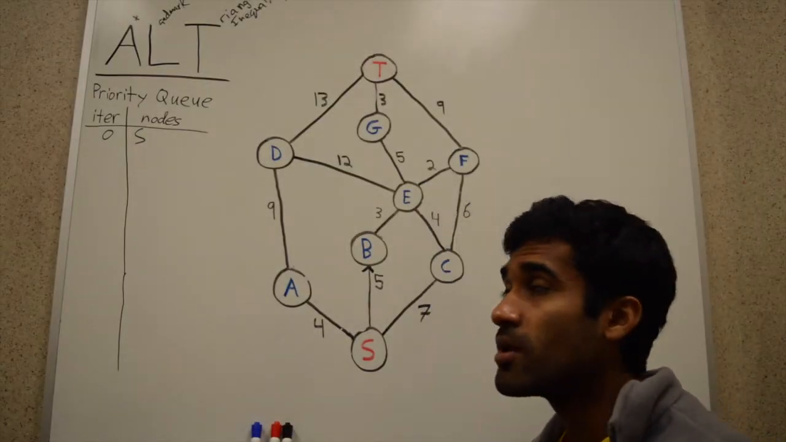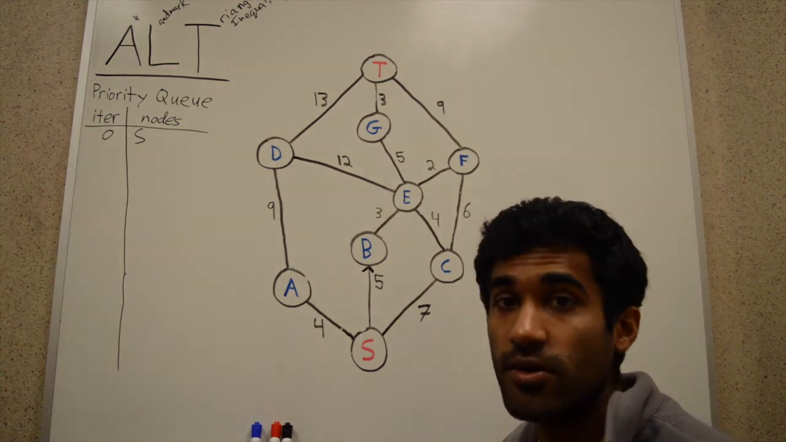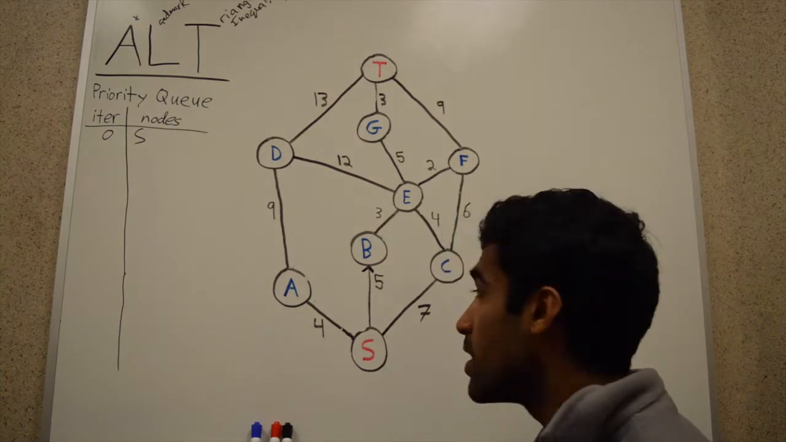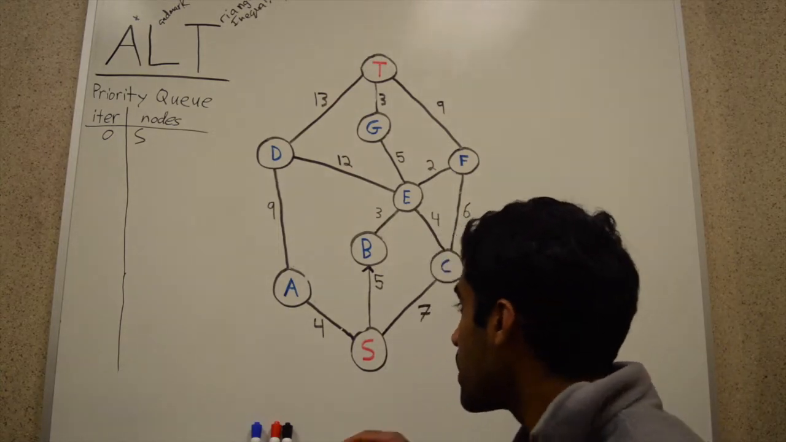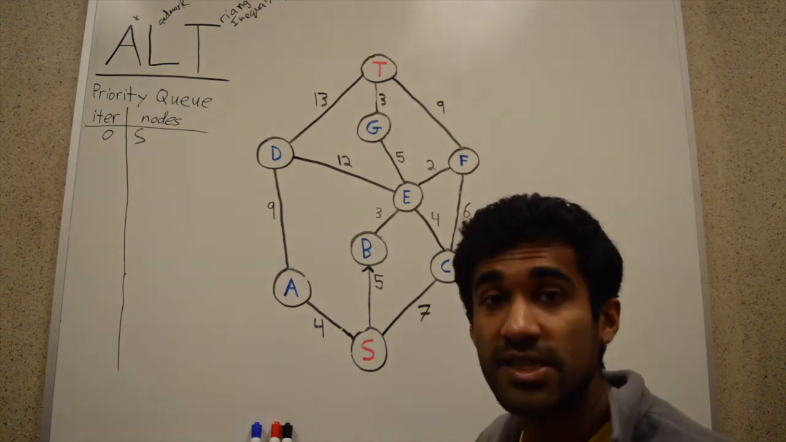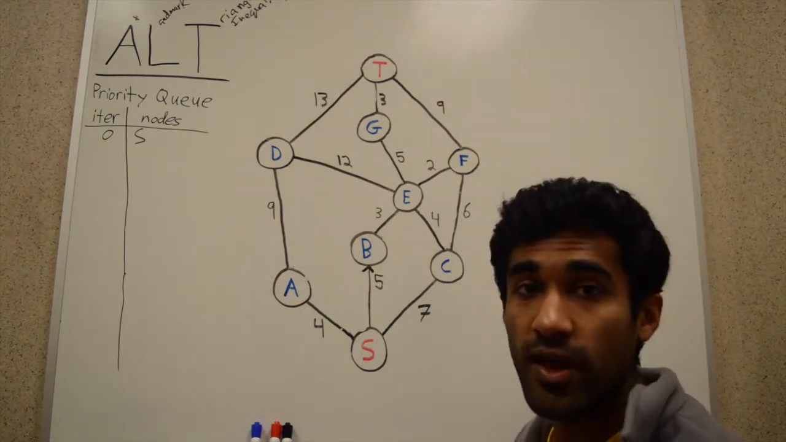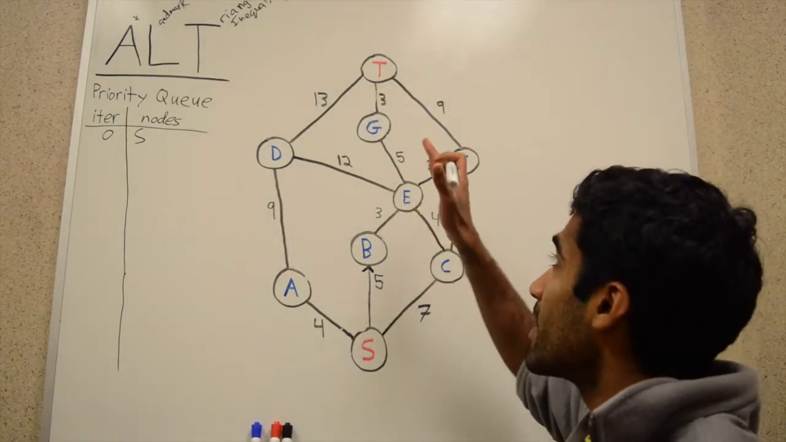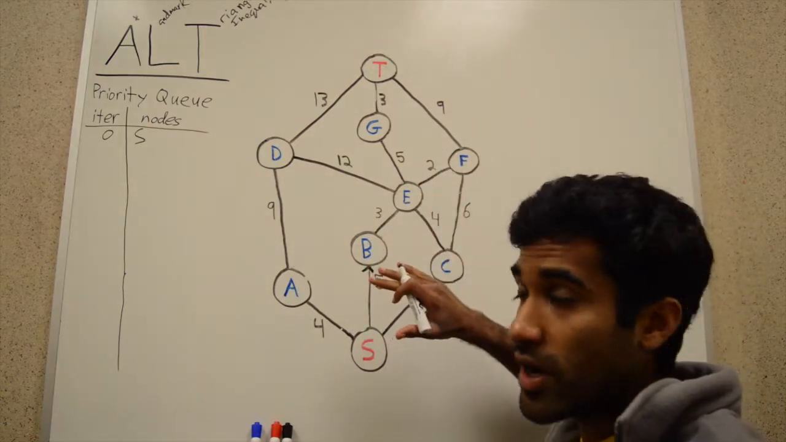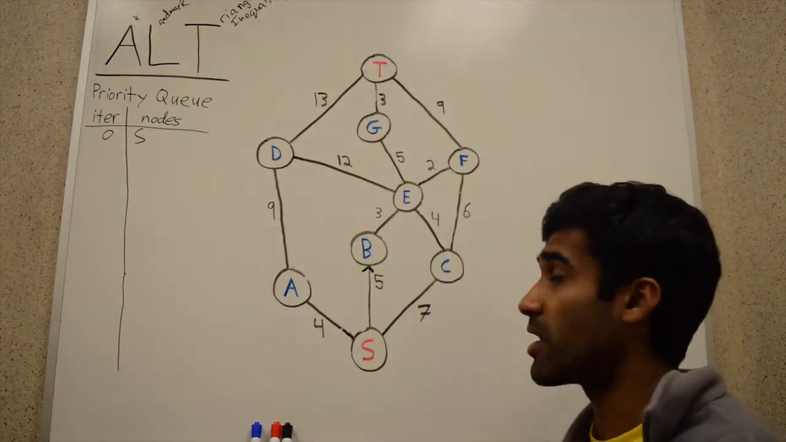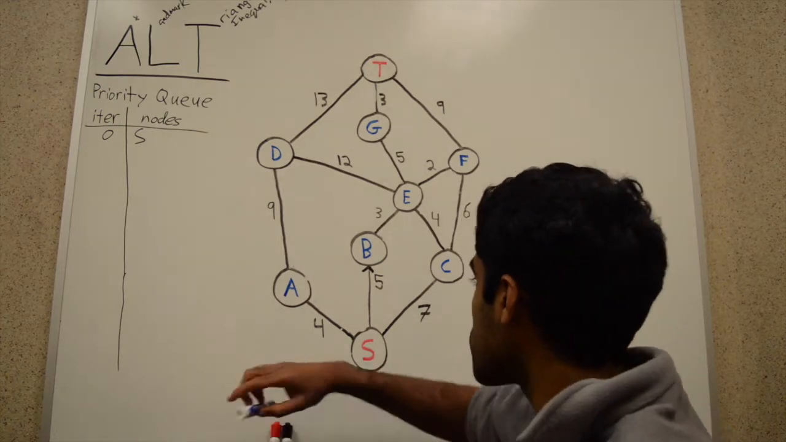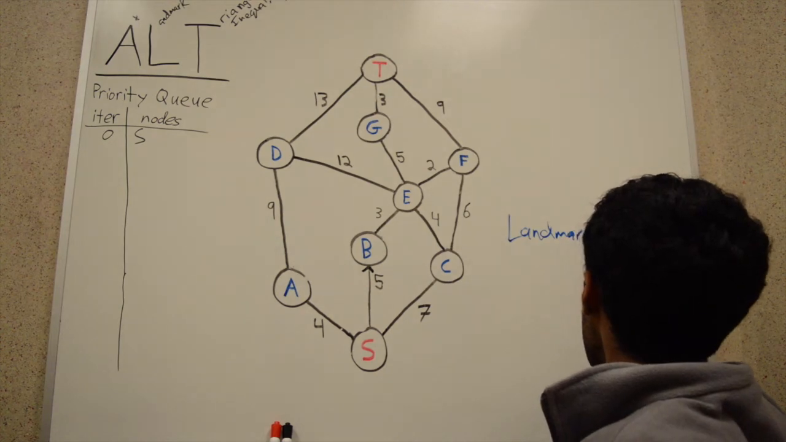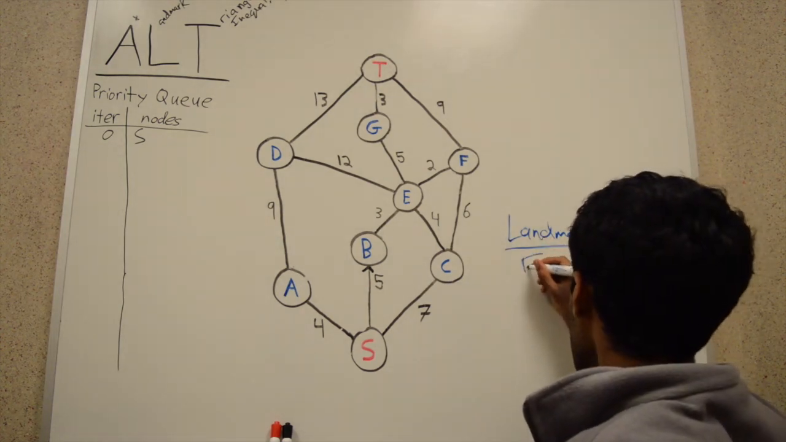So in the ALT algorithm, the letters ALT stand for A-star landmark triangle inequality, as it uses all three of those components during its search. So in the ALT algorithm, we're going to pick a set of landmarks. But for the purposes of this demonstration, let's just pick one landmark. And let's let it be E, since it's kind of in the middle and evenly distributed throughout the nodes, which is what you want of your landmarks during this search. So over here, let's just write landmarks, and we're just going to have one, and it's going to be E.